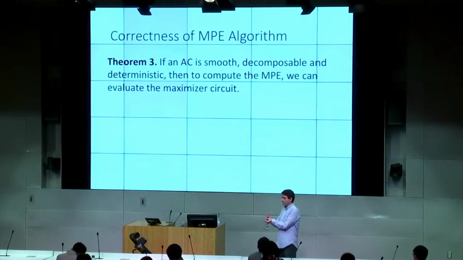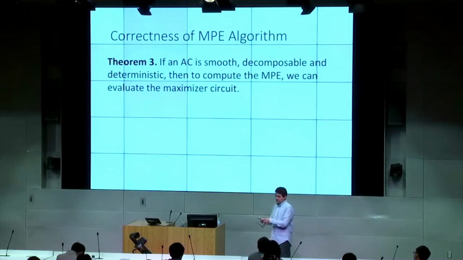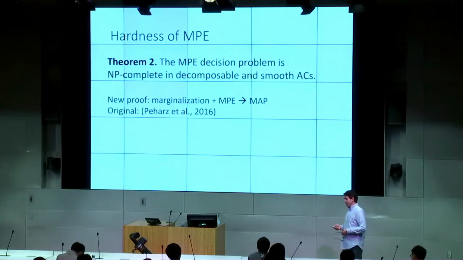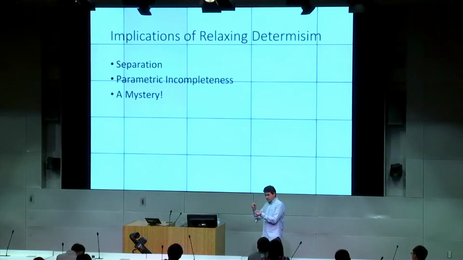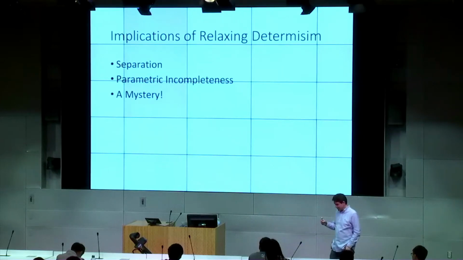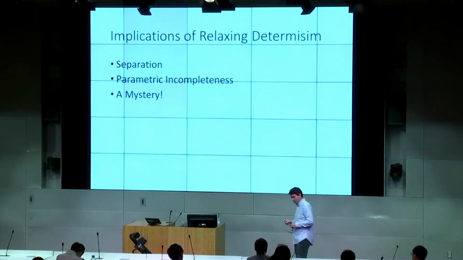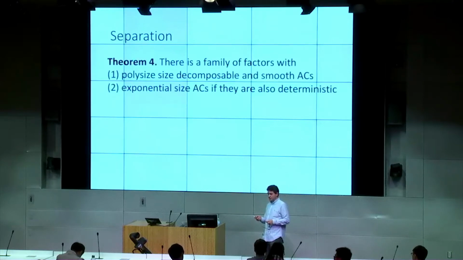So we just have a few more observations on this segment, which is what else happens when you drop determinism. That is the difference between deterministic and non-deterministic ACs. You will see three observations on this front. One is what we call a separation result, parametric incompleteness, and then this mystery that we alluded to at the beginning. So what is a separation result?